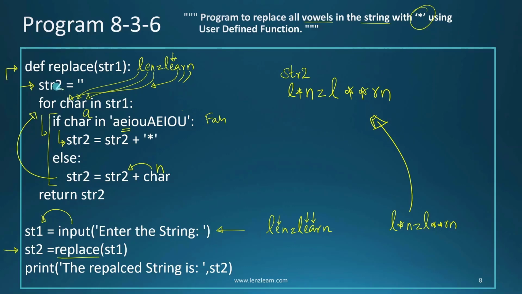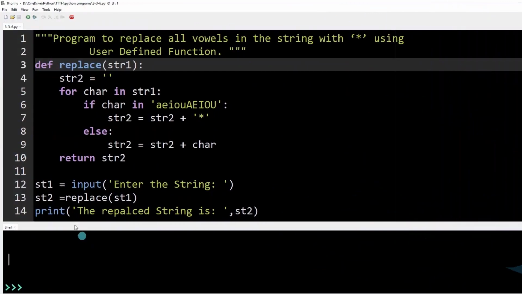Now once the for loop is finished, I will return the content of str2, which is this, and the control will come back to the function call. Now the value will be loaded into st2. So now st2 has this character combination, and then finally you will print the replaced string, st2. Okay, so now let me execute the program. Now our program is ready, so let me run it.